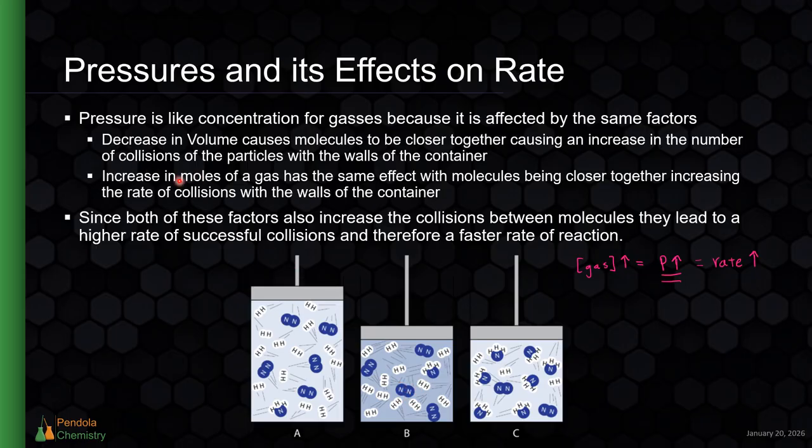With number of moles, same thing. When the number of moles increase and the volume stays the same, the concentration goes up, also makes the pressure go up. And it crowds the molecules when we increase the number of molecules. The more molecules of a gas we have in the same volume, the more collisions we get, the more successful collisions we get, and therefore the higher the rate of the reaction.